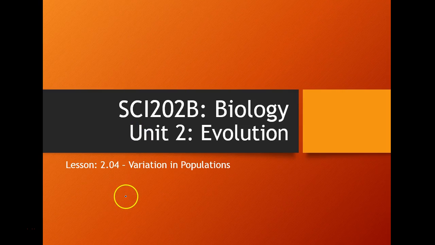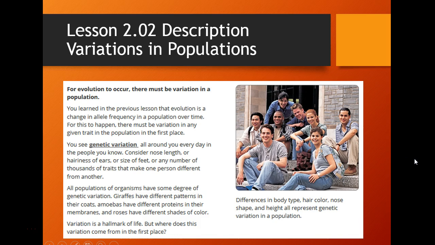This is the lesson video for lesson 2.04, Variation in Populations. This lesson goes over variations in populations and how that relates to evolution. And so here's our overall key point. For evolution to occur, there must be variation. Variation is essential in order for evolution to occur.